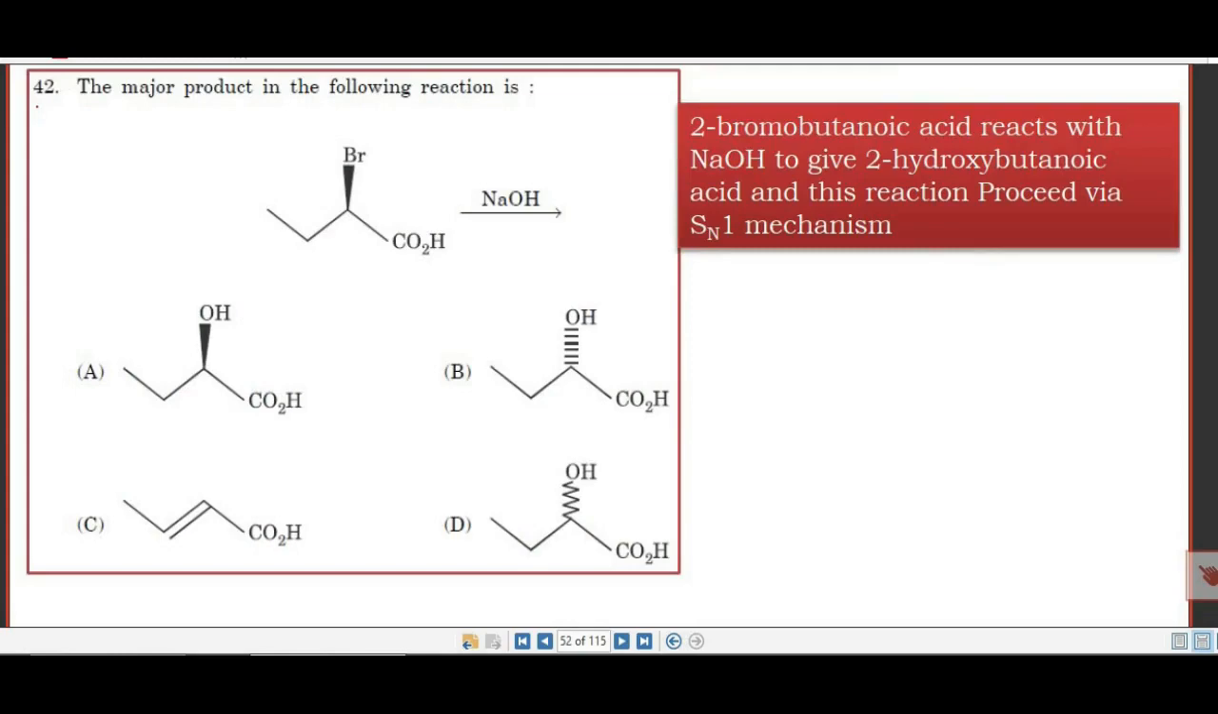D is wrong. Question number 42. The major product in the following reaction is... Here, 2-bromo-butanoic acid treated with NaOH reacts to give 2-hydroxybutanoic acid. The reaction proceeds via the SN1 mechanism. This SN1 mechanism is a two-step mechanism where Br is replaced by OH and the configuration does not change. So option A is correct.